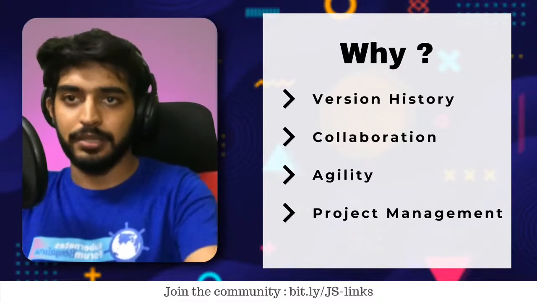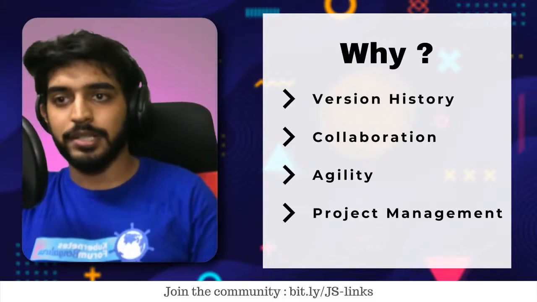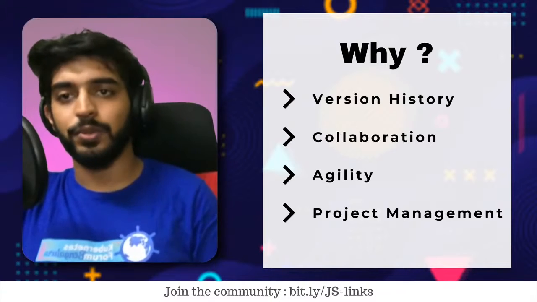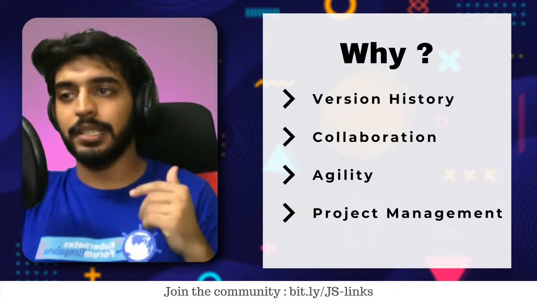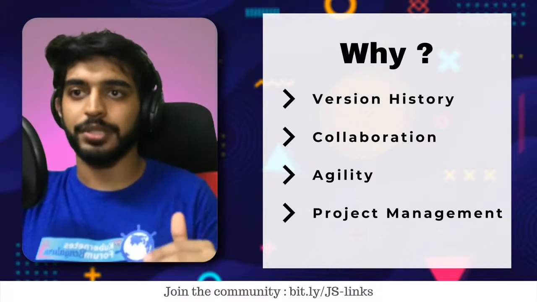So that is collaboration. Then comes agility. Now, what is agility? Going from ideation to production is basically agility. So agile development means that it is production focused. In today's industry, time to market is very important. Time to market is the most important thing.